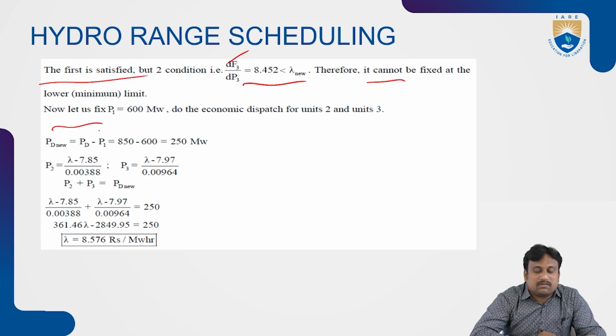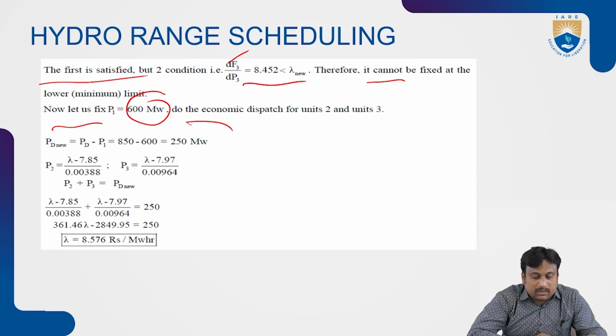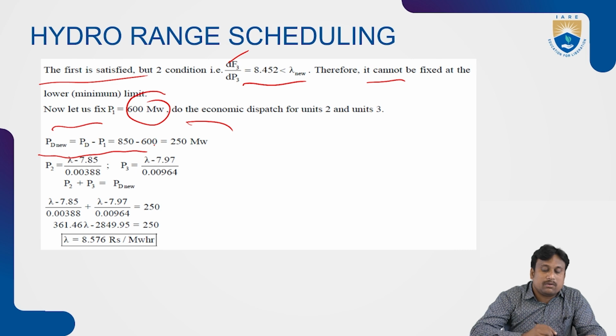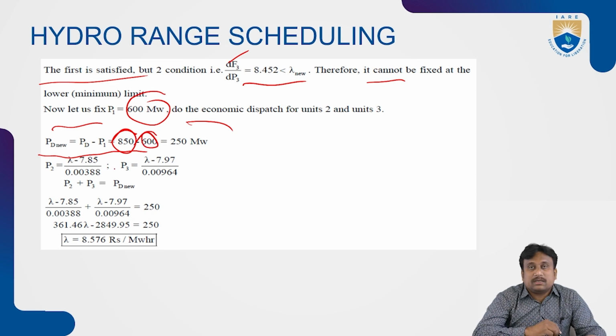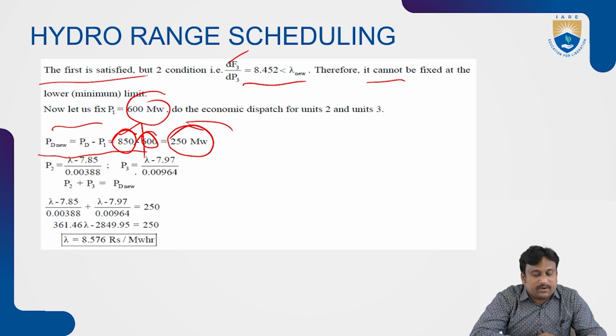And now let us fix it for P1 at about 600 megawatts. Then this will be the economic dispatch for units 2 and 3. Then PD new equals PD minus P1. So we have total load, that is 850. We have P1, that is 600. 850 minus 600 gives a total value of about 250 megawatts.